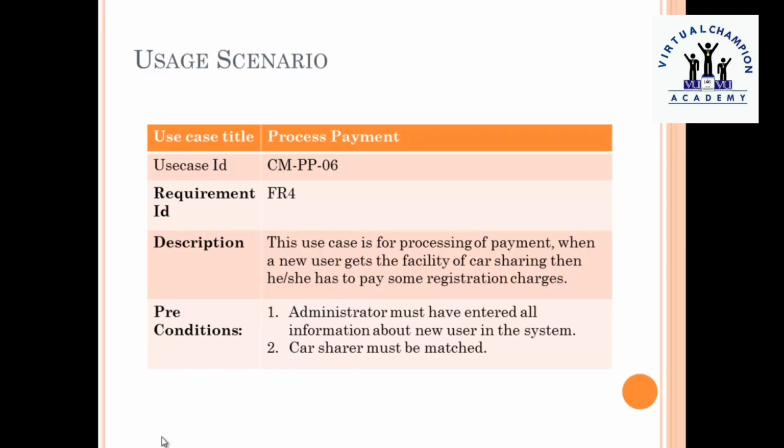Description: this includes what this use case is doing or performing, which functions in the system. This use case is for process payment. When a new user gets the facility of car sharing, then she or he has to pay some registration charges. Precondition: these are the conditions which must be met before trying the process payment use case. First is administrator must have entered all the information about the new user in the system, and the second is car sharer must be matched.